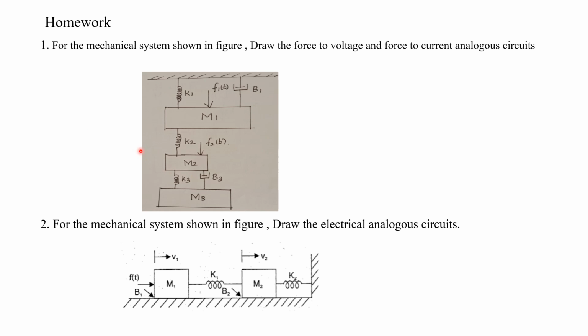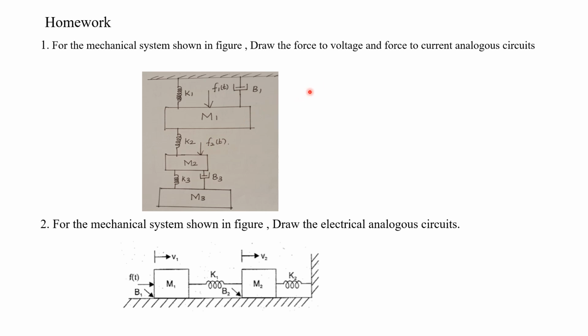Here, one mechanical system is given. So this is a mechanical translational system. From the diagram, we can easily identify it as a mechanical translational system. Here we are going to find out the force to voltage as well as force to current analogous circuit. Three masses are there, M1, M2 as well as M3, and two inputs are there, F1 of t as well as F2 of t.